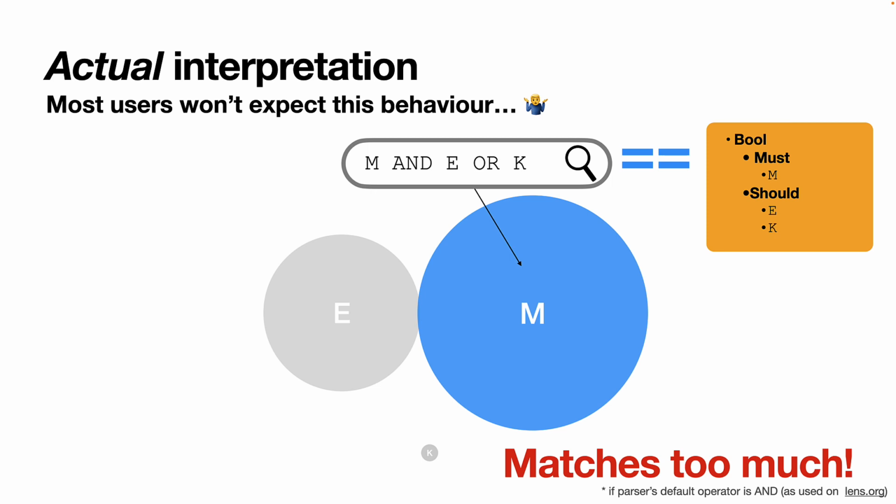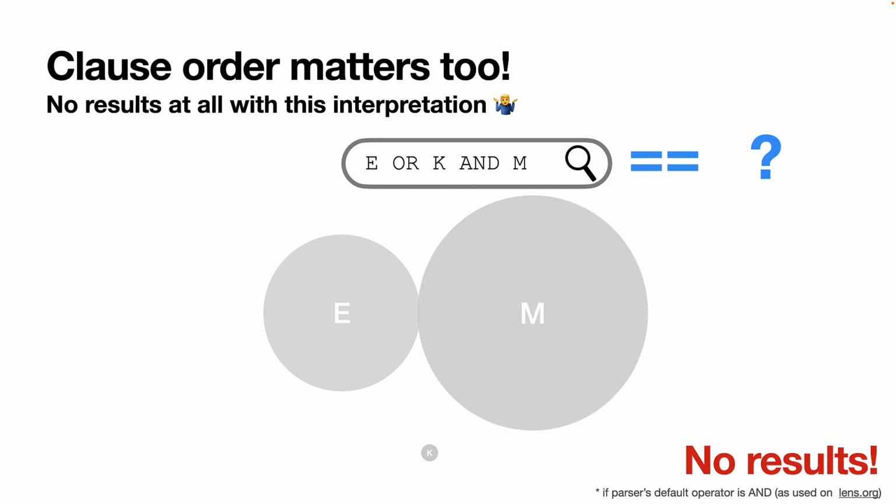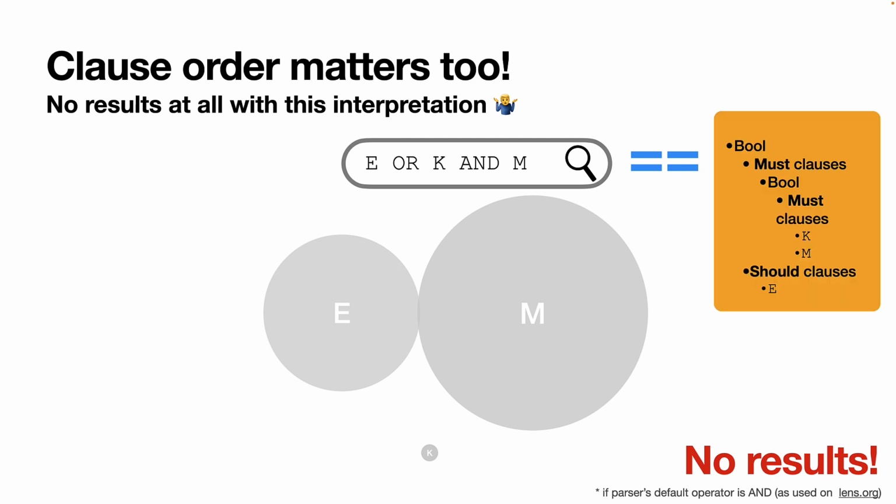So we can take the same query, M and E or K, and maybe we'd express the E or K bit first, and we put E or K and M. And in that scenario, we get no results at all. And again, this is down to the strangeness of the Boolean query in Lucene. So the query parser will convert this particular query string into a must clause, which is it must have K and M, because it focused on the right hand side first.